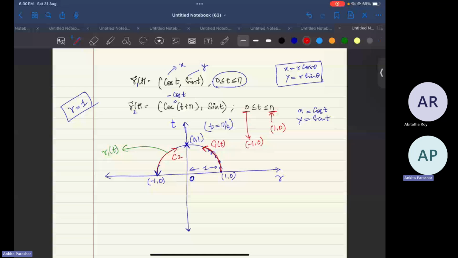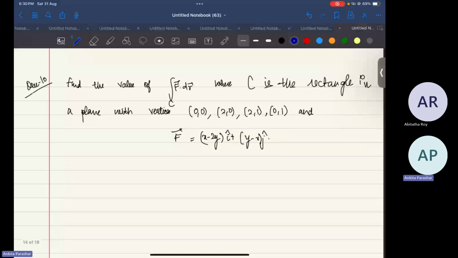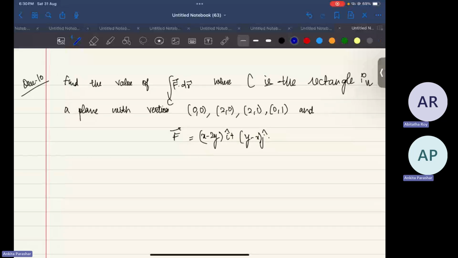Question 10. Here we have to find the value of this, where C is the rectangle in a plane with these vertices, and your force, or whatever the vector field you say here, is given by this formula.